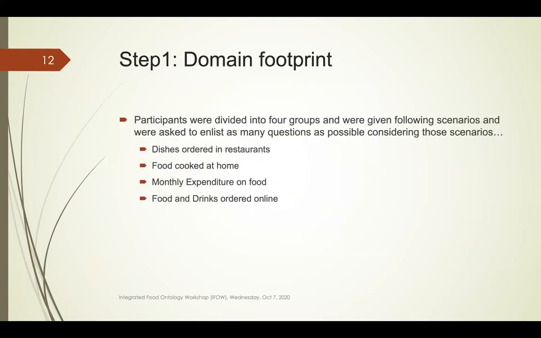Thank you. Where we have participants, particularly from Cardiff University, divided in groups and given scenarios. They were asked to enlist as many questions as possible based on those scenarios, like what dishes they order in restaurants, food they cook at home, or what food and drinks are ordered online, their monthly expenditure, just to get an idea of different so-called ethnographic aspects, the culture, religion, what is their monthly income, and how they influence their food intake. Next slide, please.